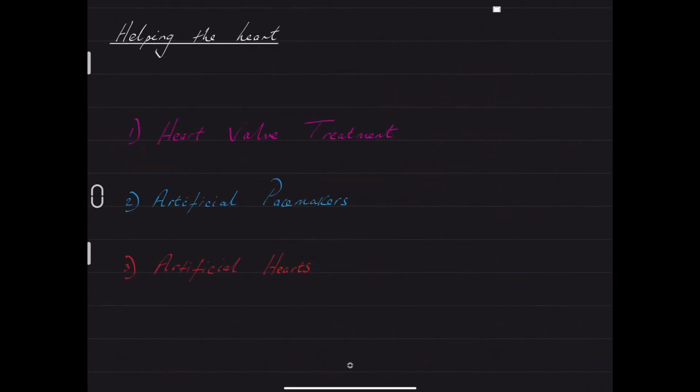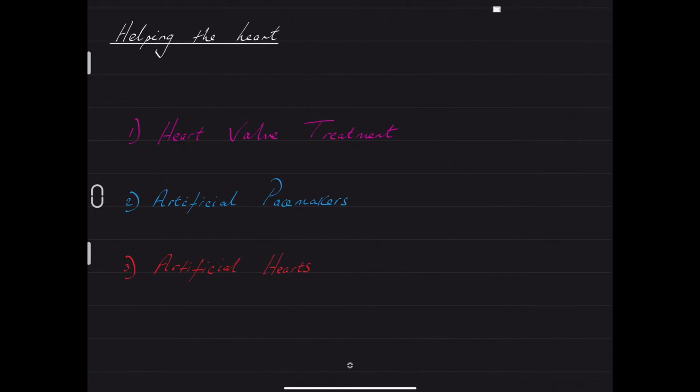Now we're going to look at 3 other ways in which the heart can be assisted. And can you put the subheading helping the heart? And these are going to be 3 other areas of focus that we're going to look at now. 1 is heart valve treatment, 2 artificial pacemakers, and 3 artificial hearts.